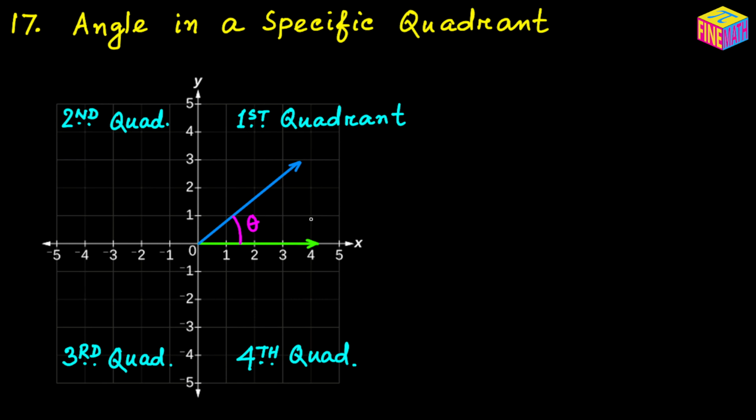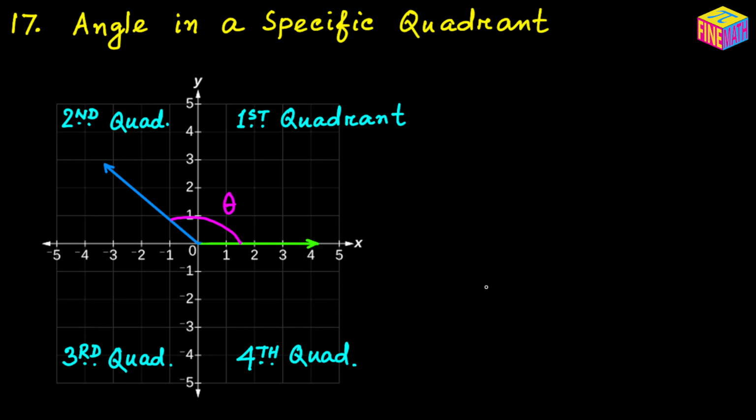Now let me draw a second quadrant angle. In this example, as you can see, this angle is greater than 90 degrees and the terminal side of this angle is located somewhere in the second quadrant. So this angle will be called a second quadrant angle, meaning it's greater than 90 degrees but less than 180 degrees.